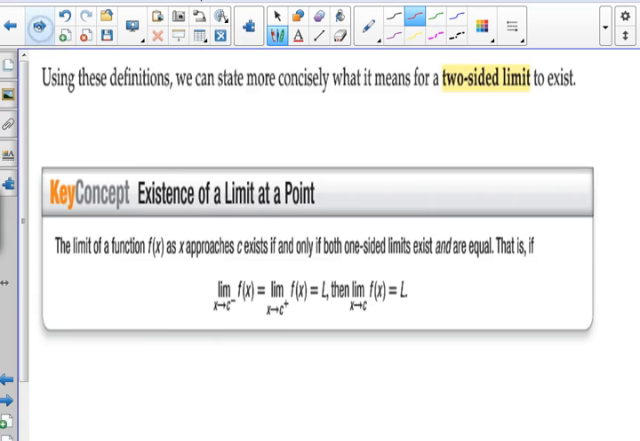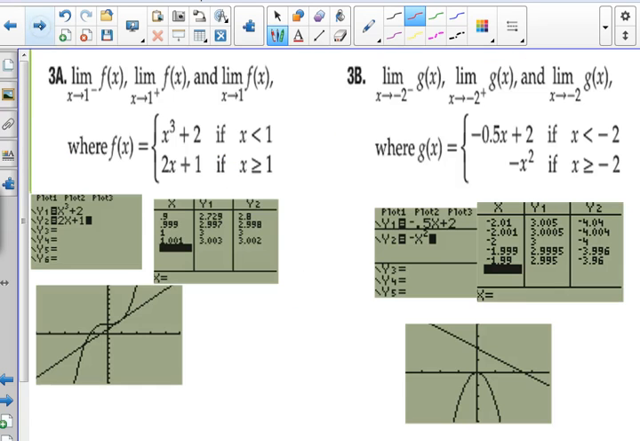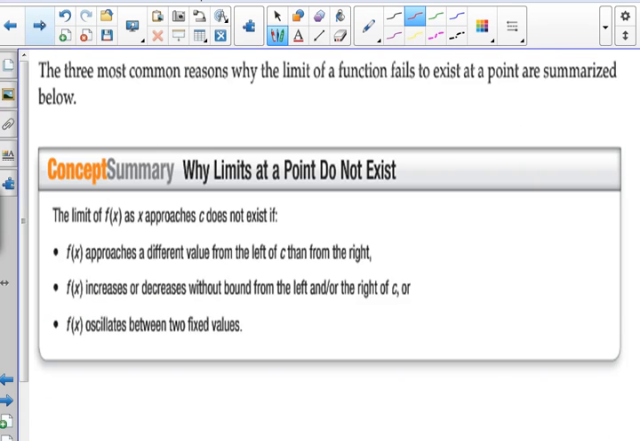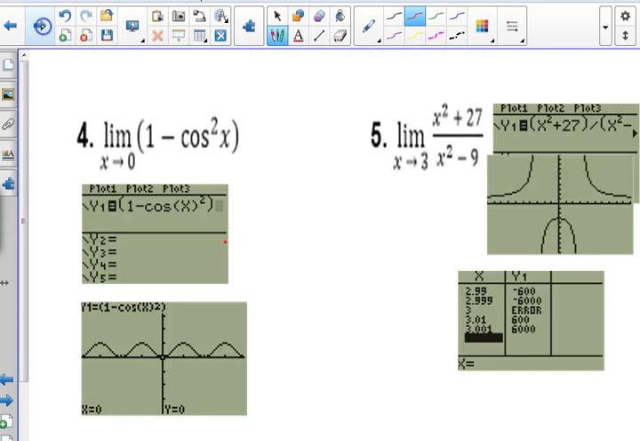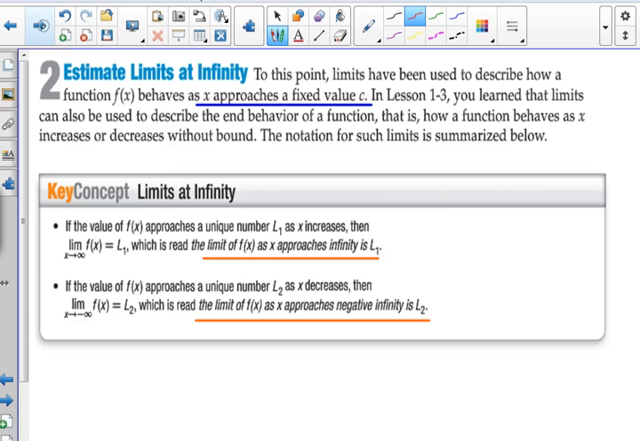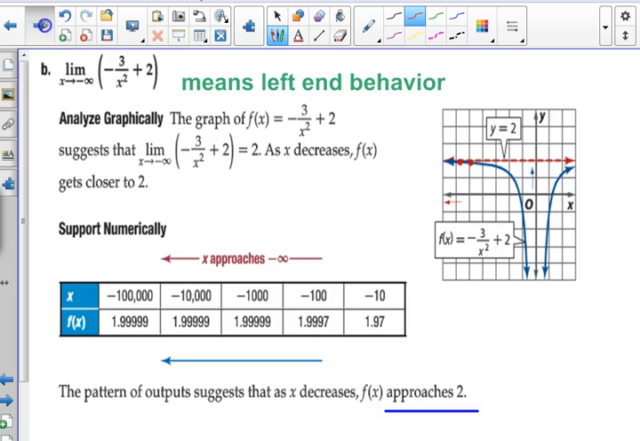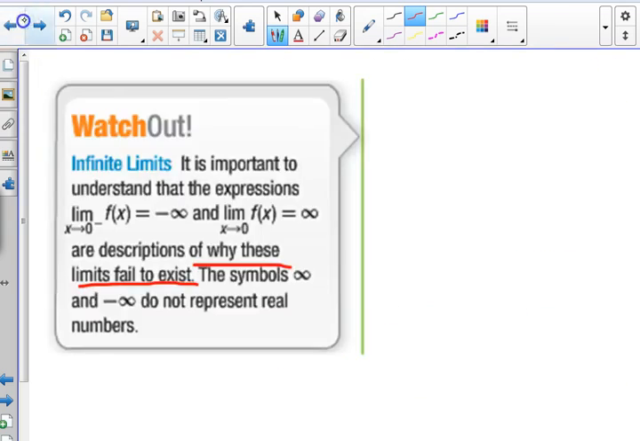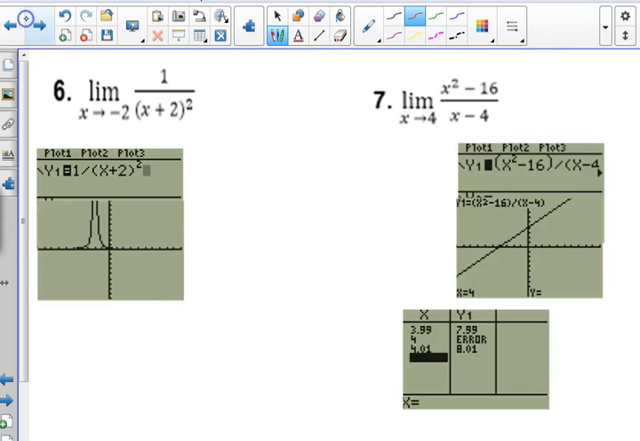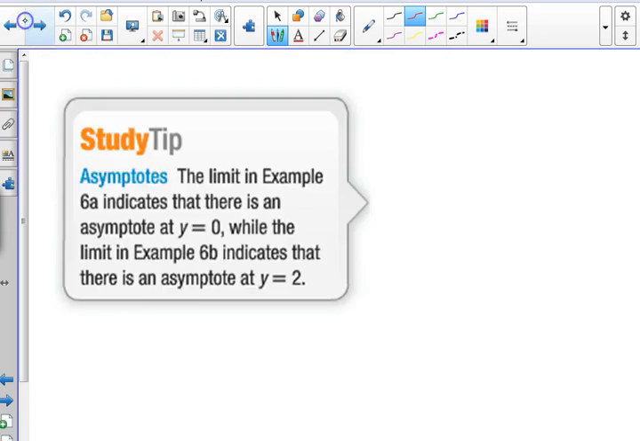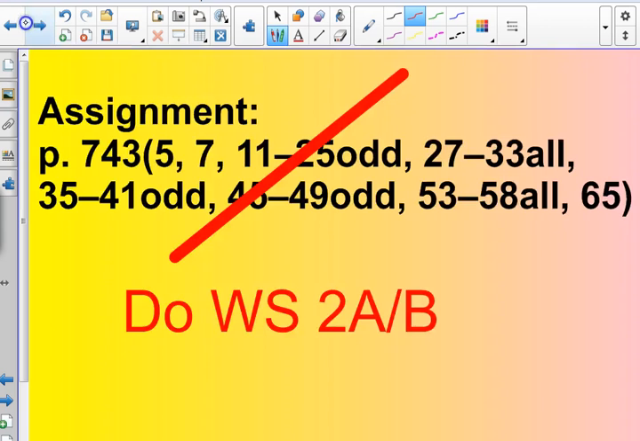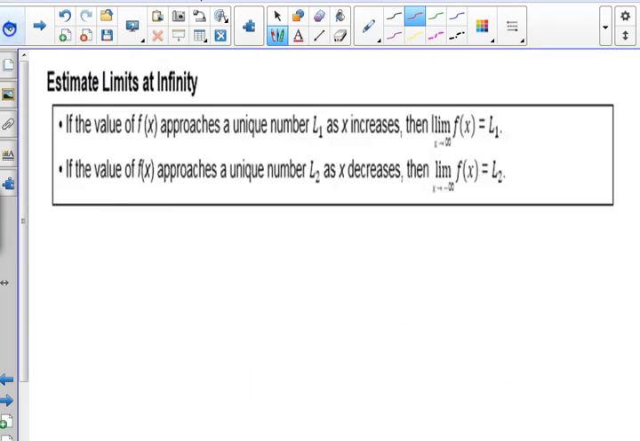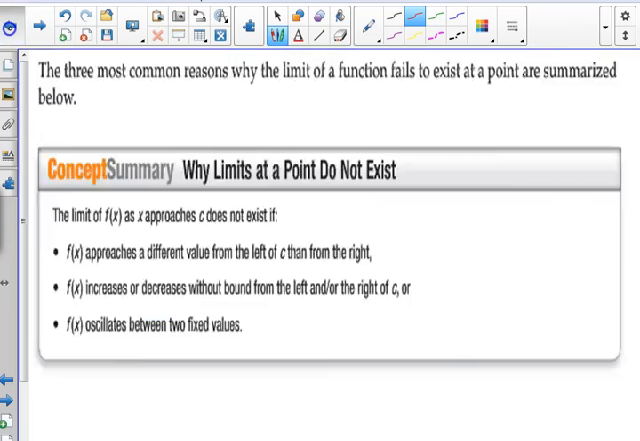So let me see. Can I find one we could just do before we get to one-sided limits? Oh, come on. I thought we could just pick. You know what? I'm going to do this. Okay, I'm going totally the wrong way, so I'm going to do nothing. I thought I was right where I needed to be.